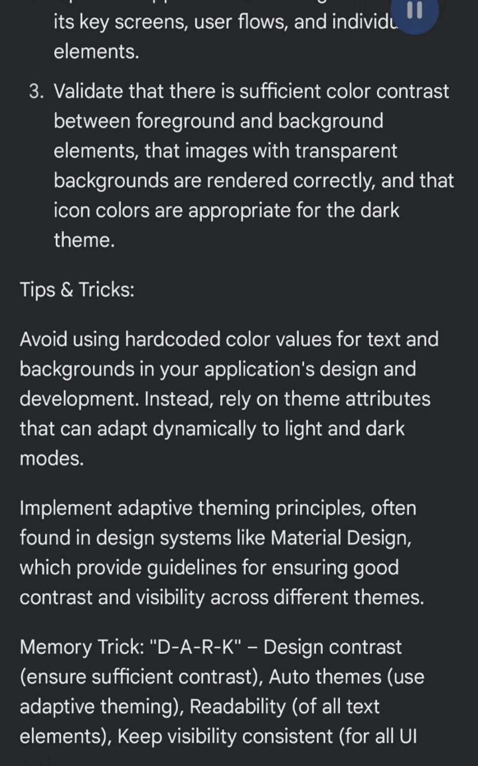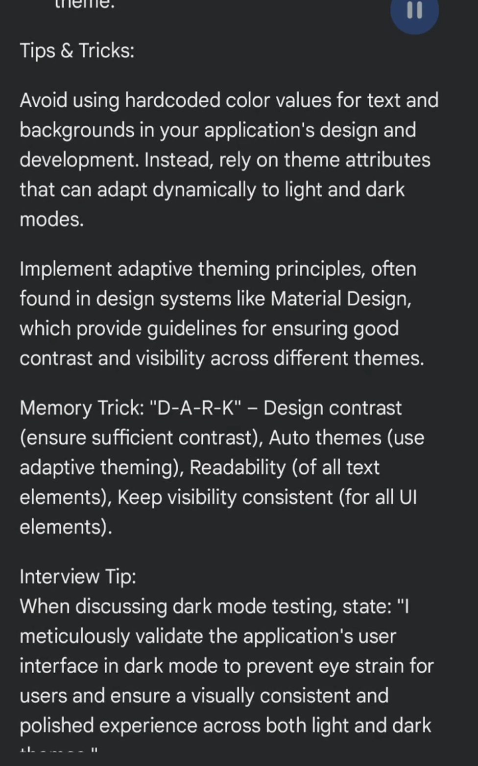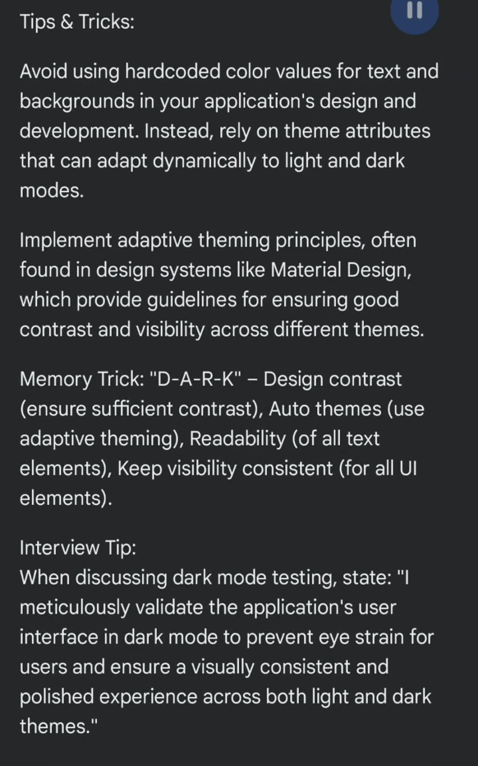Tips and tricks: avoid using hard-coded color values for text and backgrounds in your application's design and development. Instead, rely on theme attributes that can adapt dynamically to light and dark modes. Implement adaptive theming principles, often found in design systems like Material Design, which provide guidelines for ensuring good contrast and visibility across different themes.